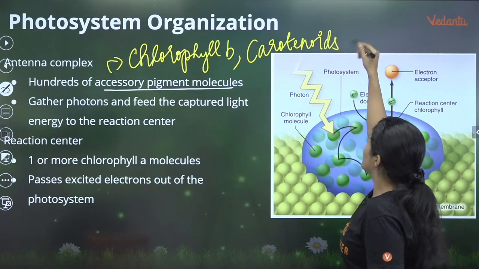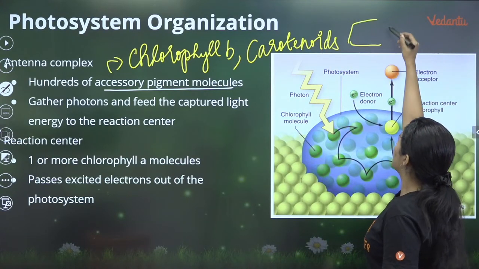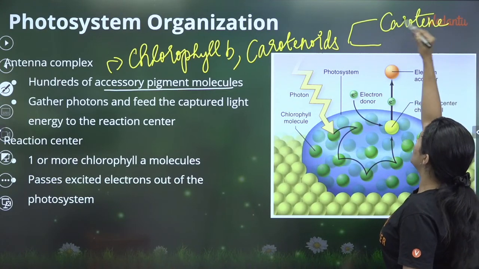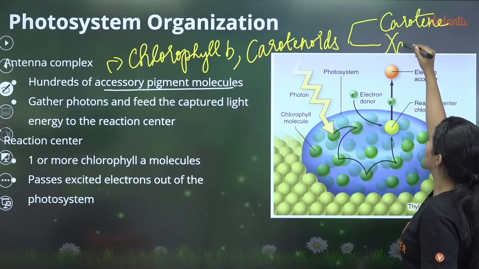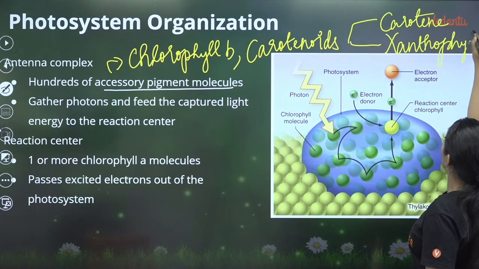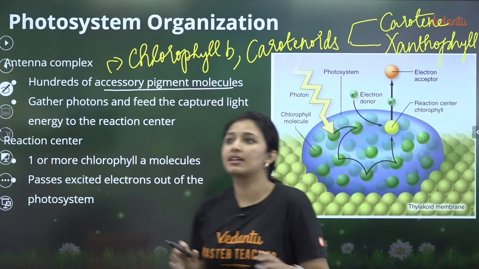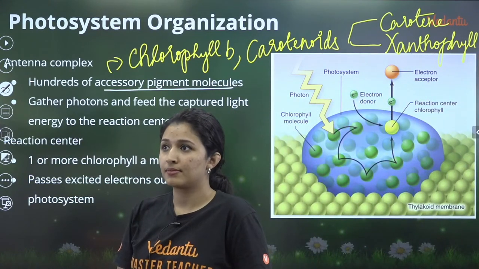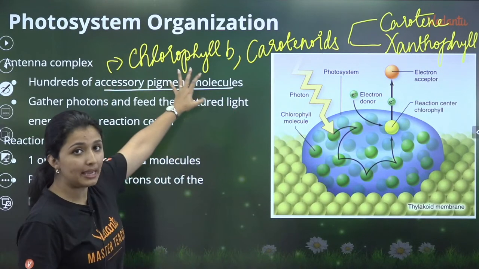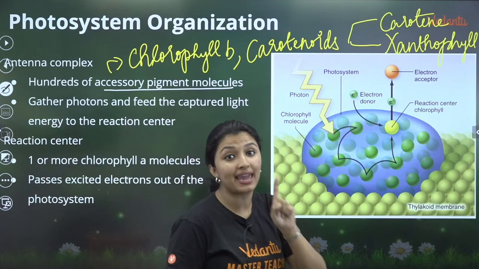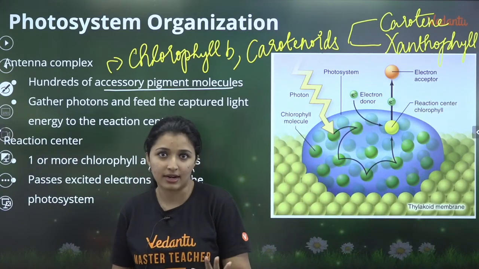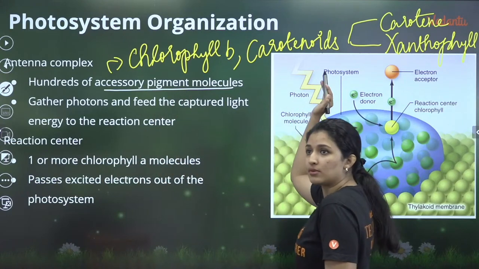These carotenoids have two groups. We have carotene and we also have xanthophyll. These are our accessory pigments. So we have chlorophyll B. Chlorophyll A is the main pigment. It is the hero, the main guy, right? These are all the friends who will help.